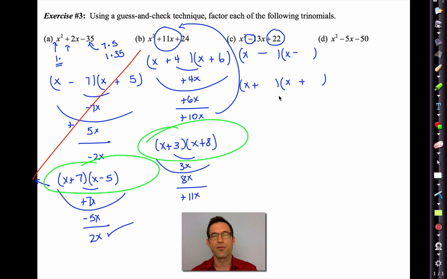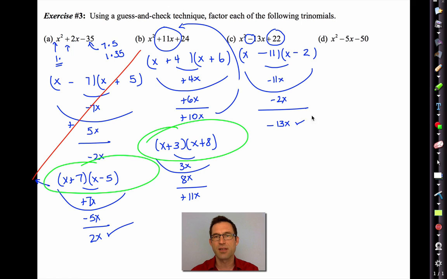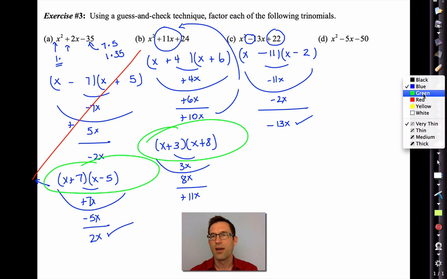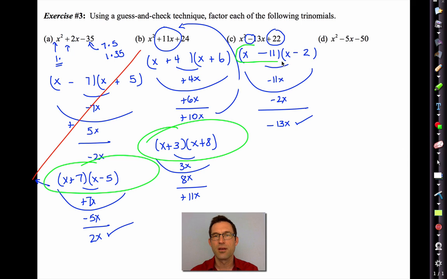But this is negative, right? Therefore, if we're going to start off with a guess that has a reasonable shot of being correct, we start with that. And then we see negative 11x, negative 2x, those combine to be negative 13x. That checks, and that means this is the correct factorization.